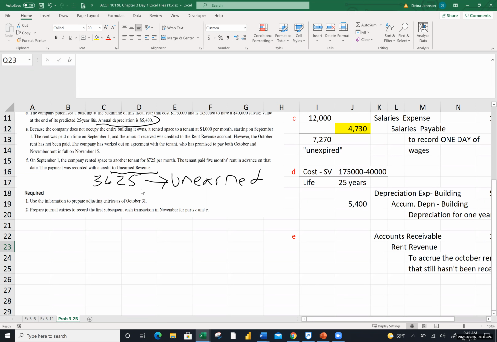I'm writing sideways. I apologize for the messy writing. That's where it's sitting. What we are required to do is to make the adjustment to bring this up to date. So what you've got to ask yourself is, as of the cutoff date of 10/31, how much of that was earned? September's earned and October's earned. So 2/5 of that would have been earned. That's one way to look at it. Let me do that on my calculator and then I'll show you the other way. Times 2 out of 5 will be $1,450.